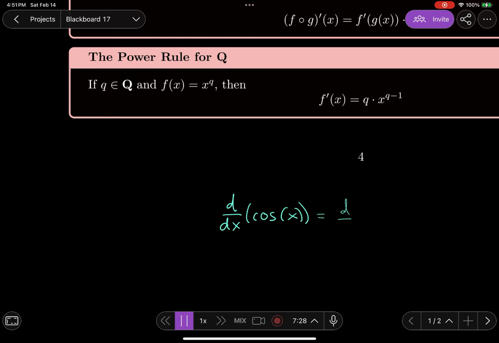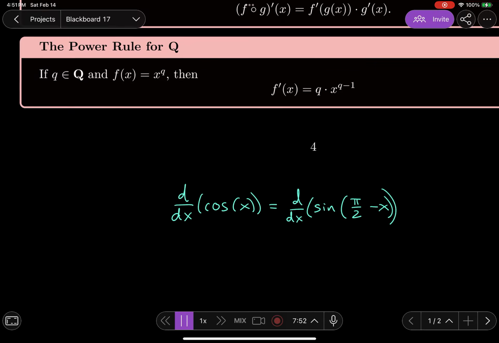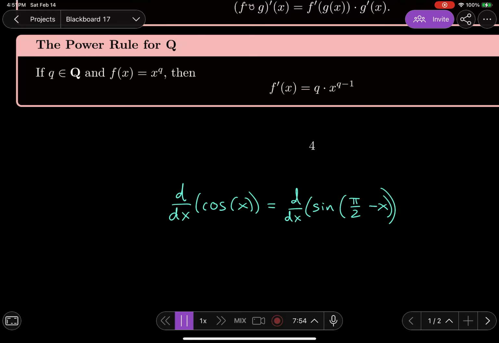This is going to be the same thing as the derivative of the sine of pi halves minus x. Okay, so this is called the complementary angle identity for the cosine function. This is something we remember in trigonometry, and you should really just think about a right triangle and why this is actually quite obviously true. But now that we have the chain rule, what we could actually do is prove that the derivative of cosine should be negative sine. So let's see how that goes.